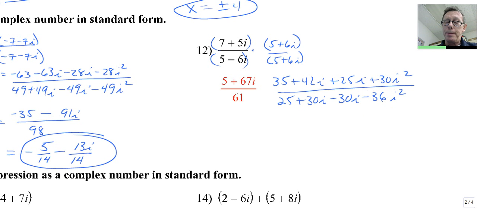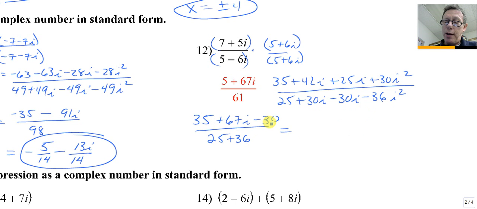So let's simplify that. I will have 35. I have a plus 42i and a 25i. So that's going to be 67i. Then this 30i squared, i squared is a negative 1. That makes that a minus 30. My denominator will be 25 plus 30 minus 30, so the i's go away. i squared is a negative 1, which changes that to a plus 36.